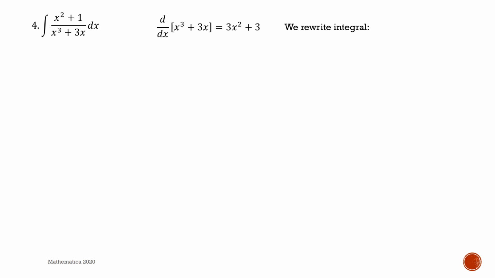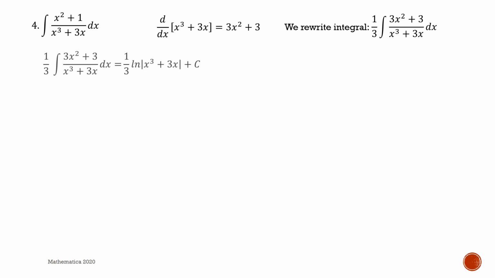We simply have to multiply the integral by 1/3 and change the numerator to 3x squared plus 3. Because if I were to multiply 3x squared plus 3 times 1/3, I would end up with my numerator, which is x squared plus 1. So therefore, all I have to do is multiply ln u by 1/3. So 1/3 times the ln of the absolute value of x cubed plus 3x, and then plus my constant c.